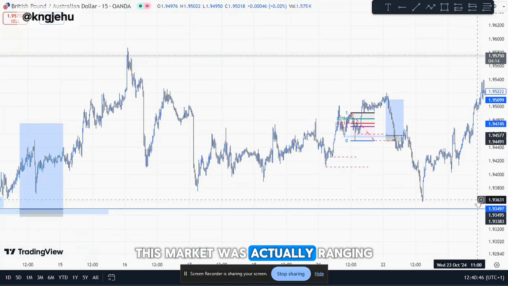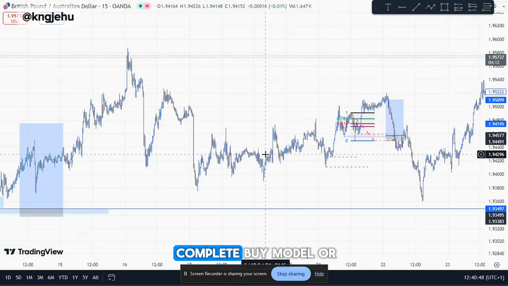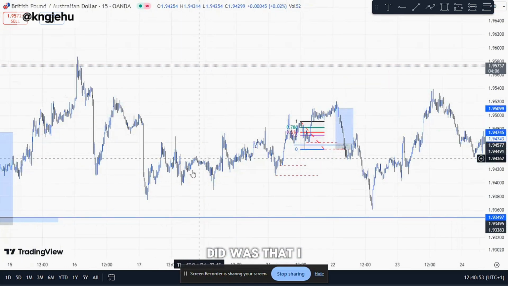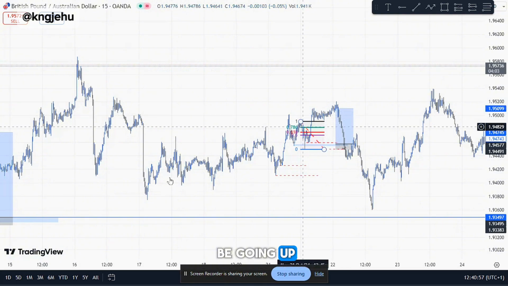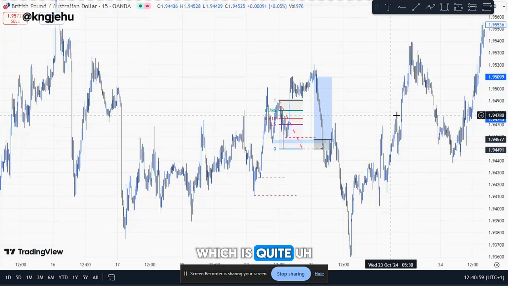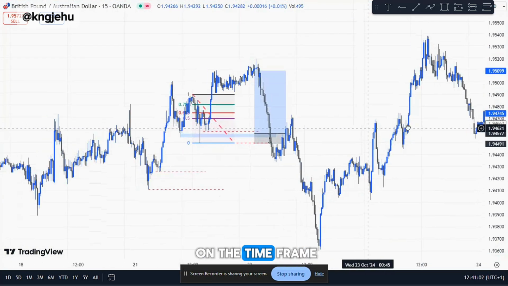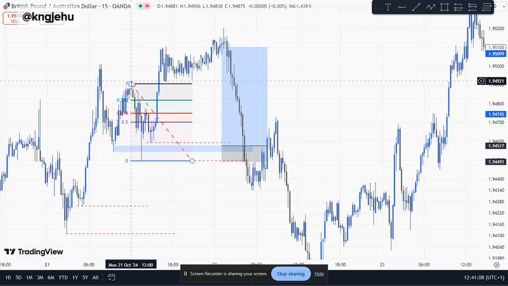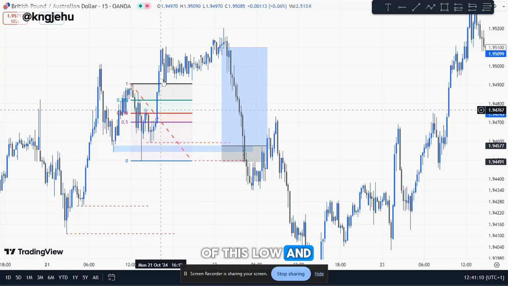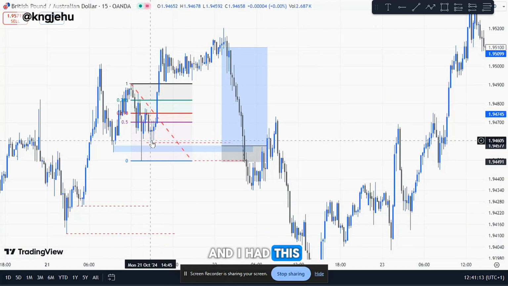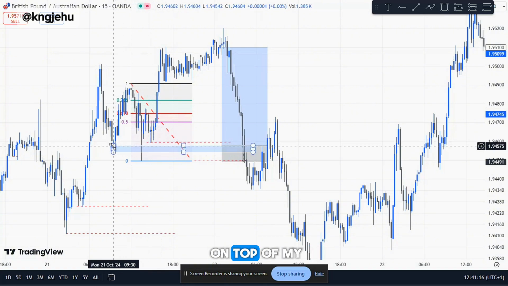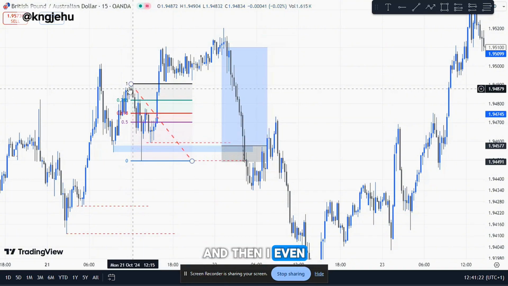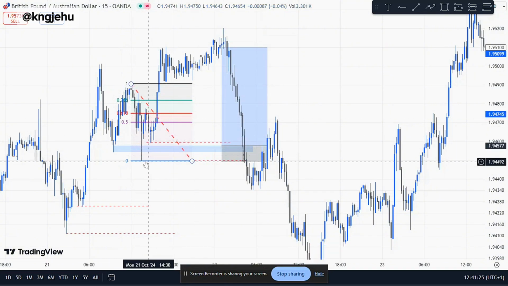This market was actually ranging, so I didn't know if we're in a complete buy model or a sell model. But what I did was that I analyzed this point to be going up, so we are buying, which is quite reasonable if you check on the time frame. So I got this as my low, my high, and then a sweep of this low and a break of structure. And I had this structural liquidity. You can see it's on top of my QMR. Very perfect setup. And then I even drew out my Fibonacci from the break of structure to the bottom of the sweep.